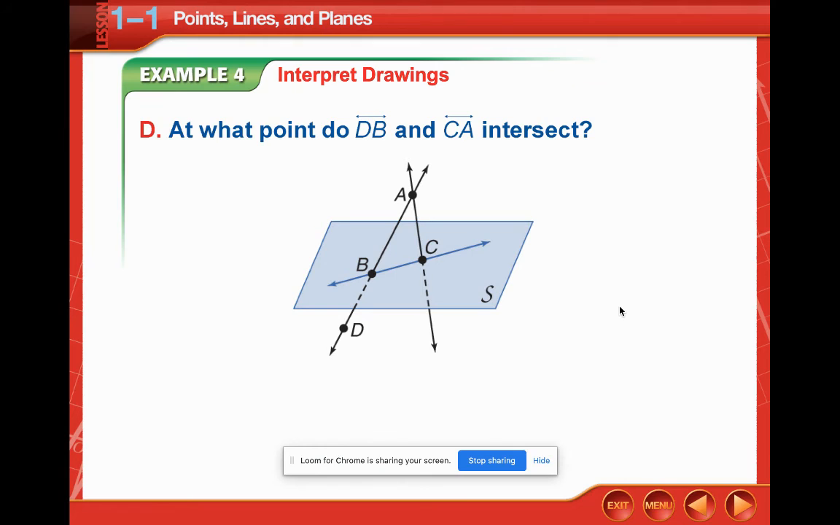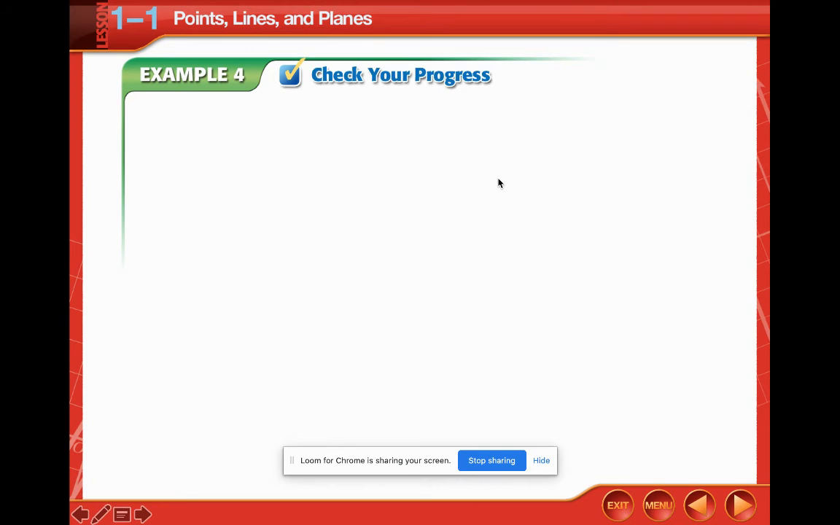All right. At what point do DB and CA intersect? If you see line DB right here, line DB goes all the way up through here, and intersects with CA right here. So they intersect right here at point A.